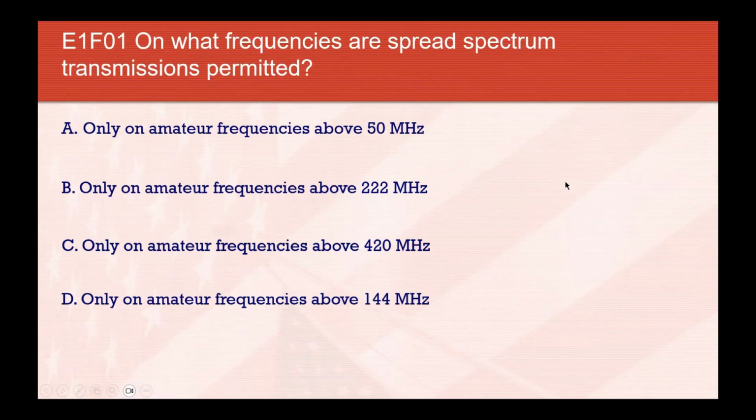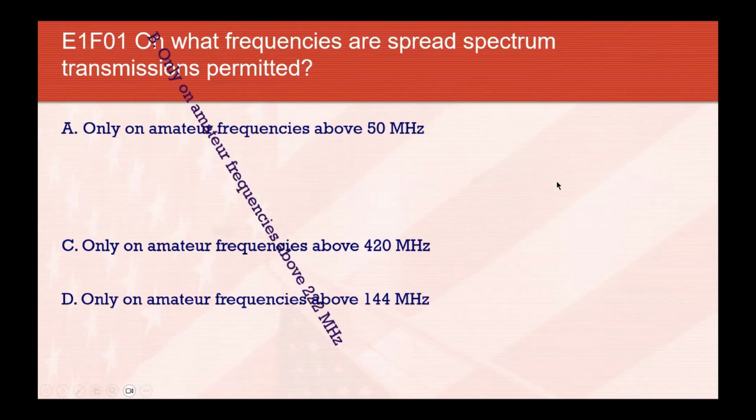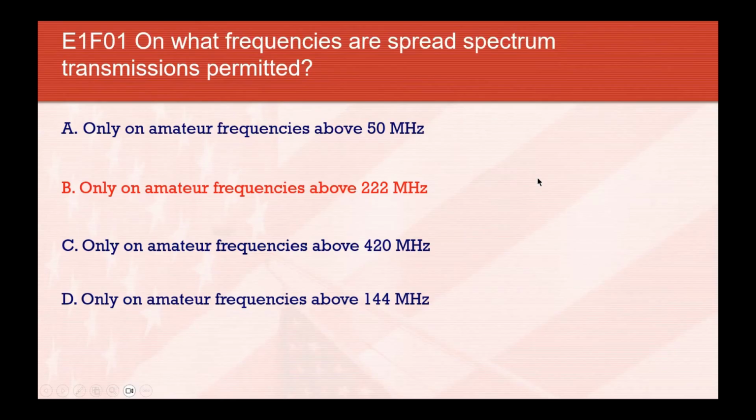On what frequencies are spread spectrum transmissions permitted? It's a new topic we've not talked about before. Spread spectrum is a frequency hopping type technique where the transmitter and the receiver know to jump from one frequency to the next, and back, in order to avoid interference from various other services primarily. So what frequencies can we use spread spectrum on? Anything above 222 megahertz, which rules out 6 meters and 2 meters.